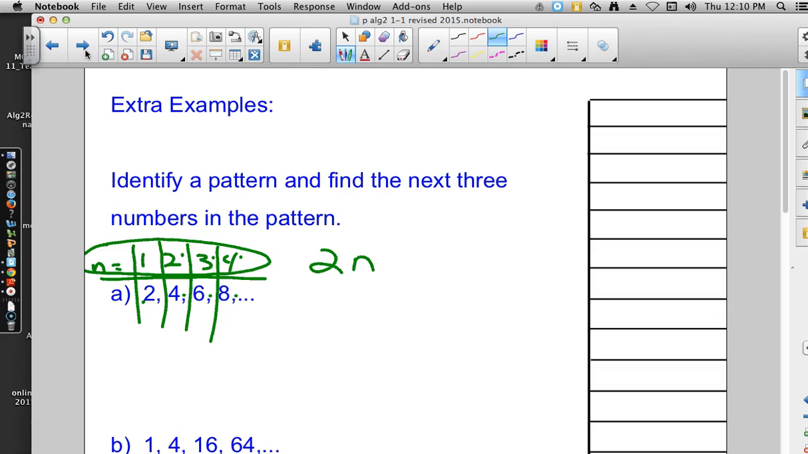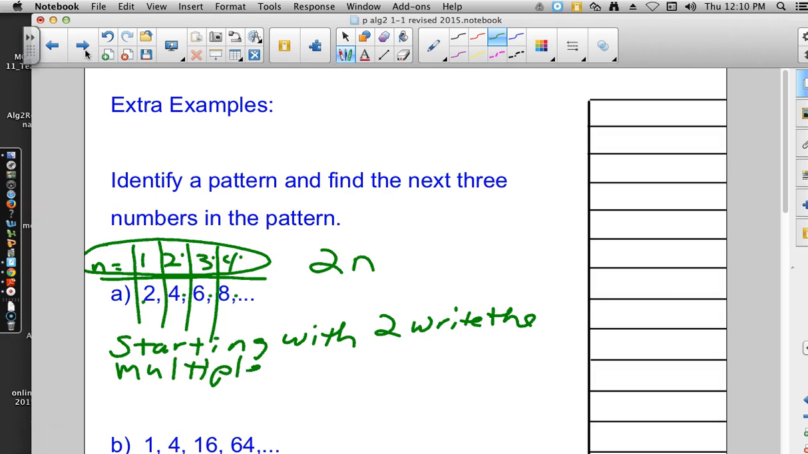If somebody else says, identify a pattern and says, I'm going to do this in words, I could say, starting with 2, write the multiples of 2. Perfectly acceptable answer. It would get them 2, 4, 6, 8. Now the ... in algebra, that indicates that it's going to go on forever. So we are describing a pattern that's going to go on forever.